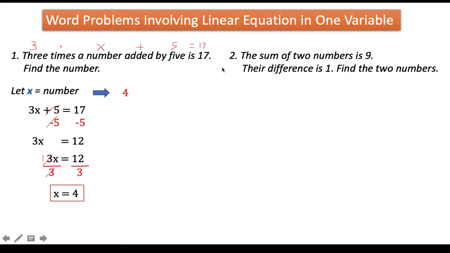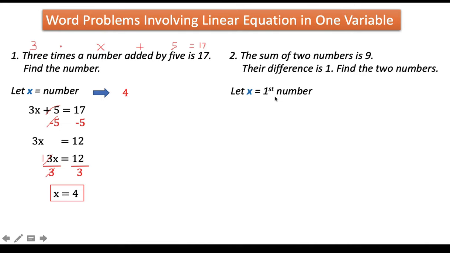In given number 2, the sum of two numbers is 9. Their difference is 1. Find the two numbers. So in this given, we are looking for two numbers. So it means we will be representing two unknown numbers. So let us start by using variable x to represent the first number.